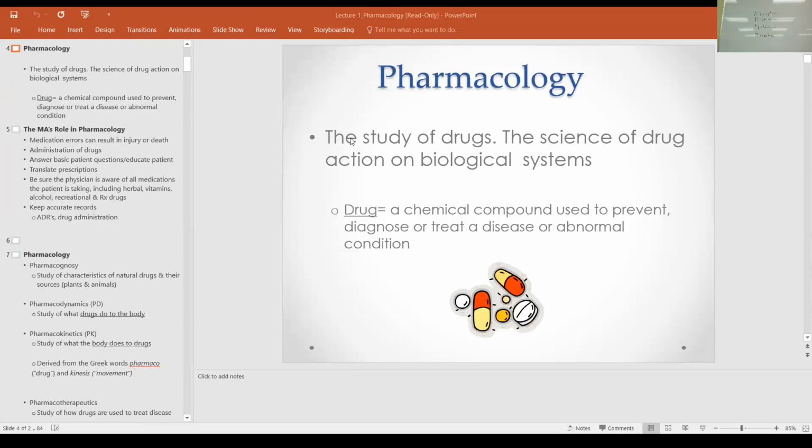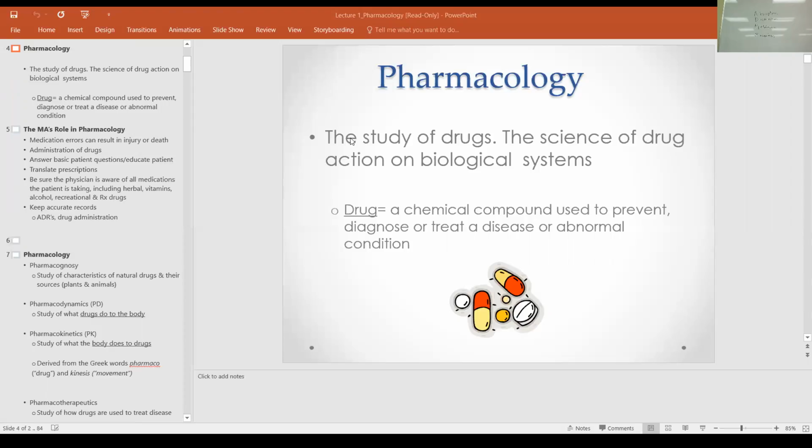So why would we give drugs orally? Well, it's the easiest and safest route of administration. It is the route that does not involve invasive techniques. Okay, so it's easy to do. Most people can swallow medication. Not all, but most people can.